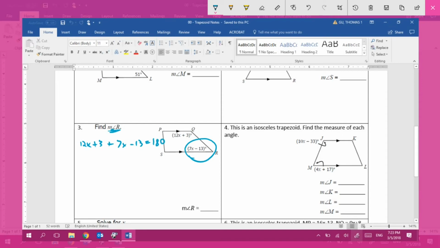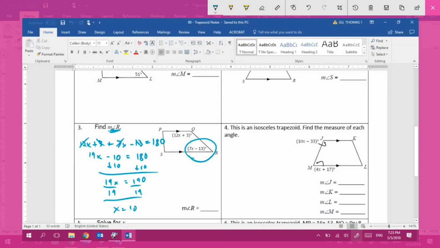First, combine your like terms. 12x plus 7x, that's 19x. 3 minus 13 is minus 10, equals 180. Next, I'm going to add 10 to both sides. 19x equals 190. That means I'm going to divide both sides by 19, and x equals 10. But that's not my answer.